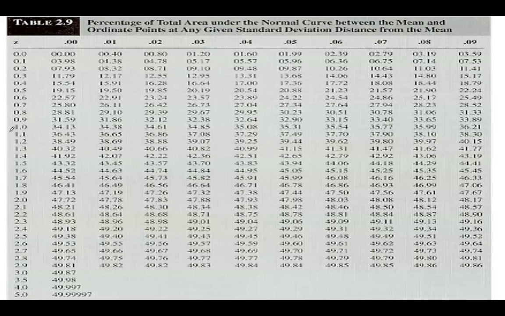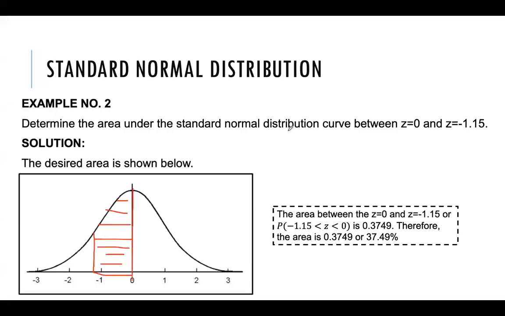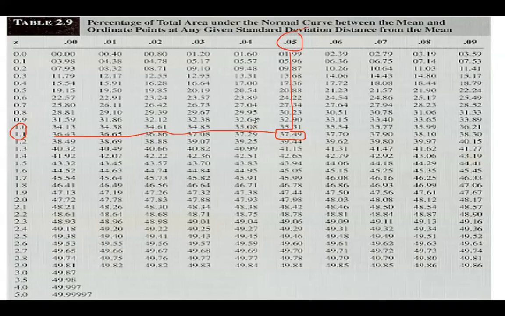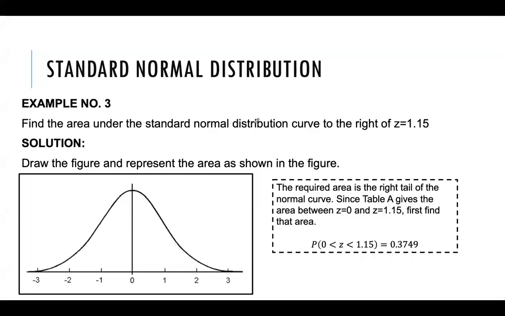So 1.15: this is 1.1 and then 0.05. So where do they meet? There, 37.49. So that is correct. The area between the z value of 0 and negative 1.15 is 37.49%.